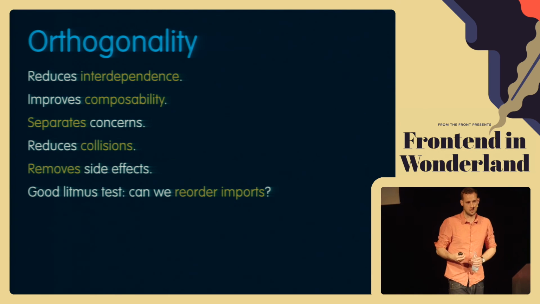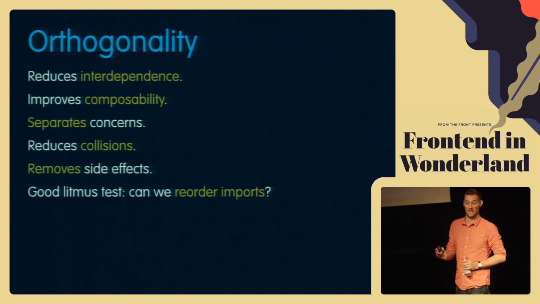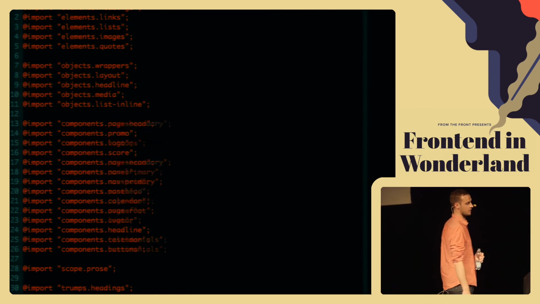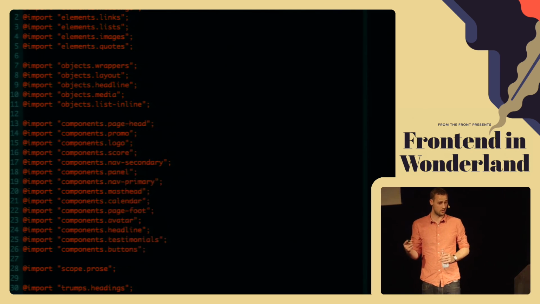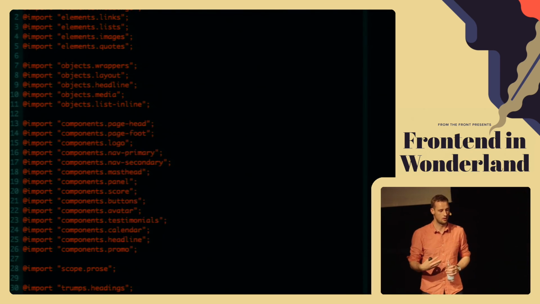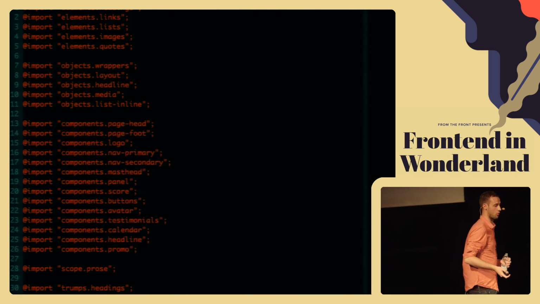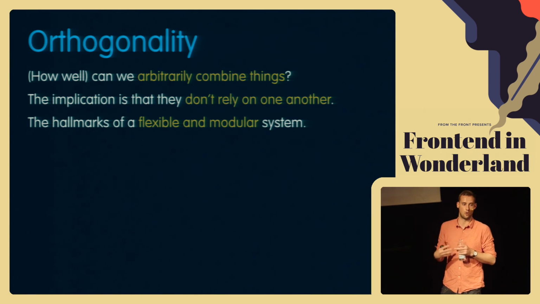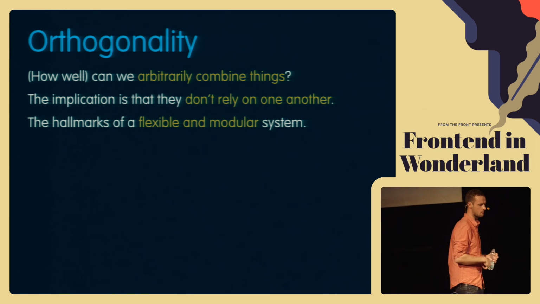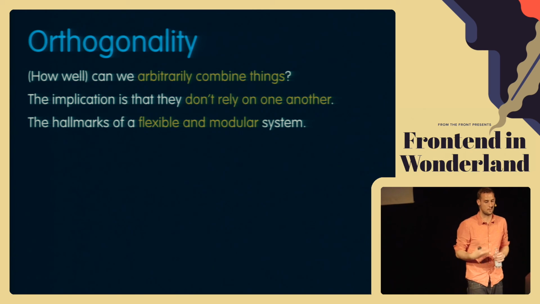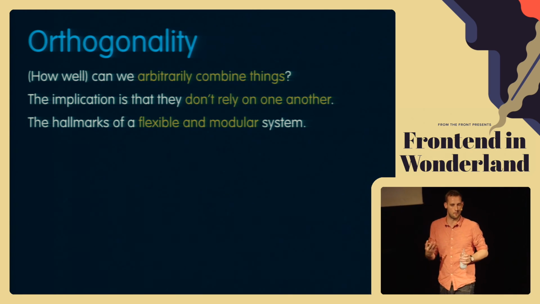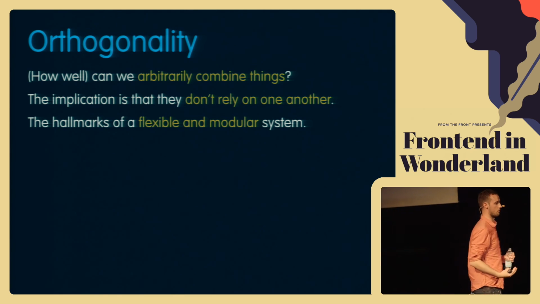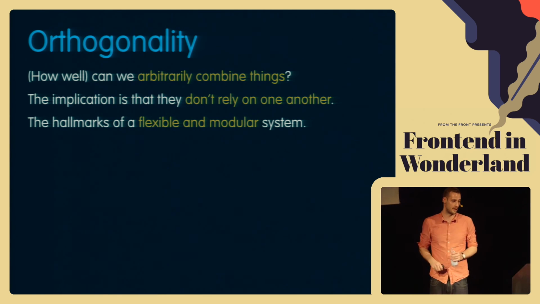A really good simple test for whether your CSS is orthogonal is if you can just randomize the imports. If you can randomize the imports of your components and the view still looks the same, the implication here is that you've got an orthogonal system. The implication is that none of these modules actually collide or rely on each other. This is a hallmark of a very flexible and modular system. We strive for modular UIs. We strive to make UI toolkits that we can compose UIs from. Orthogonality really helps us with that.